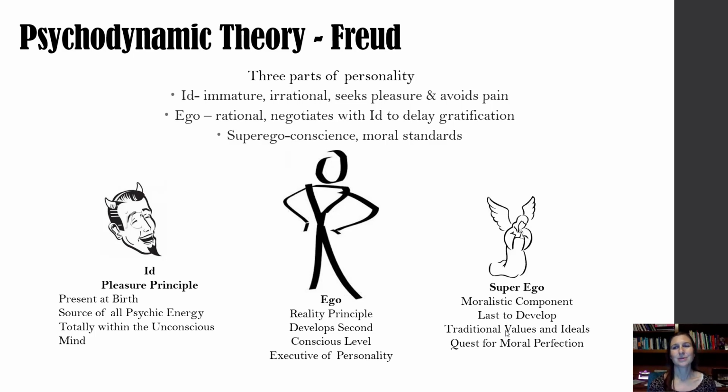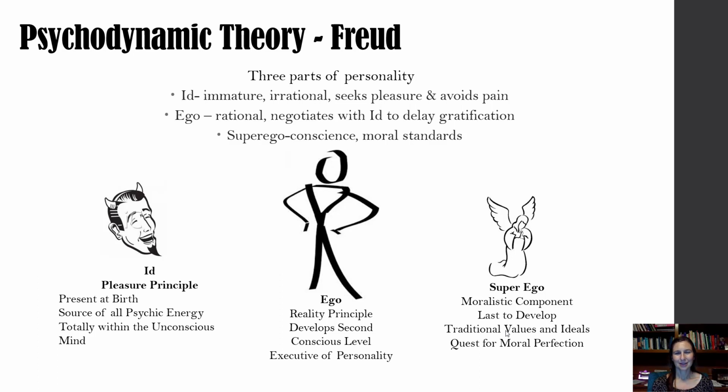The last thing to develop is the superego. And this is when we really start to interact with our world. This is our moralistic component, our conscience, our moral standards. This is when, like I said, you start to interact with the world and the world starts to impose their values and their ideas on you. The superego is always on the quest for moral perfection. So if you ever do anything wrong and you hear this little voice inside your head telling you shouldn't do it, that's your superego.